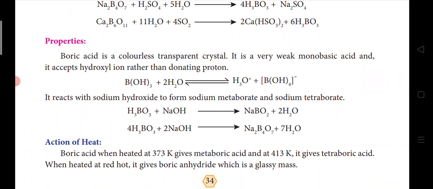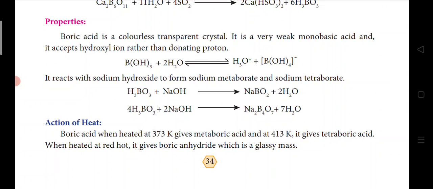So this boric acid reacts with water. It is a very weak monobasic acid, meaning it accepts a hydroxyl ion rather than donating a proton. So it will accept OH minus instead of H plus. This boric acid reacts with water to give hydronium ion, and it accepts one OH minus from the water molecule to form an anion. It reacts with sodium hydroxide to form sodium metaborate, NaBO2, and when you increase the concentration of boric acid and sodium hydroxide, you will get sodium tetraborate.